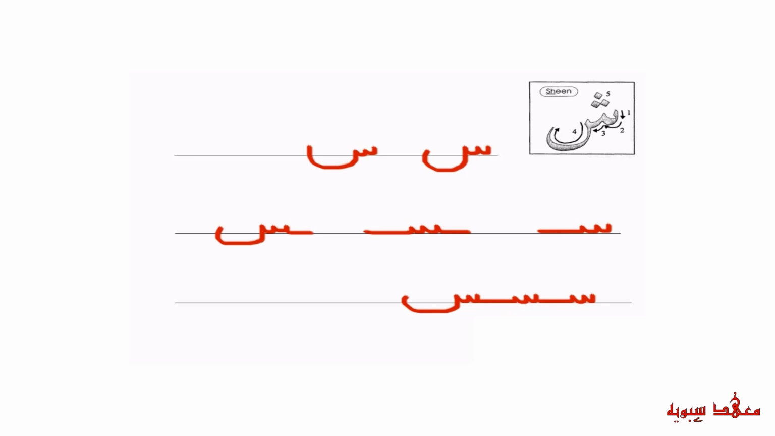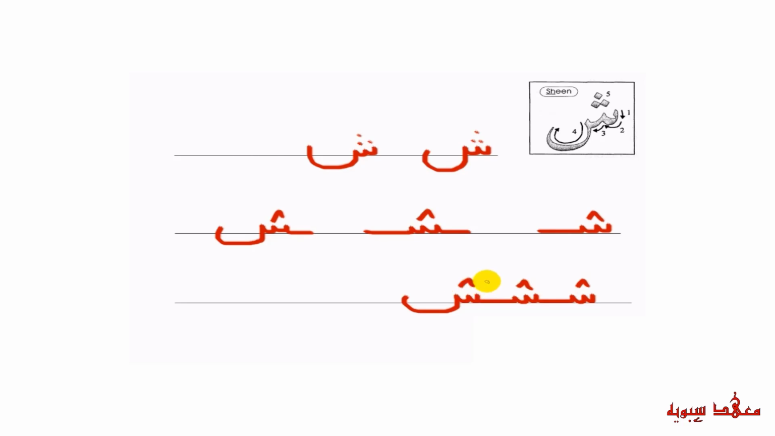Next letter, it's the Sheen. The Sheen is exactly the same. The only difference is the dots, which are put last. So we can write in exactly the same way, and then put the dots. Just for shorthand, I'll do this, and then that, and that, and that.